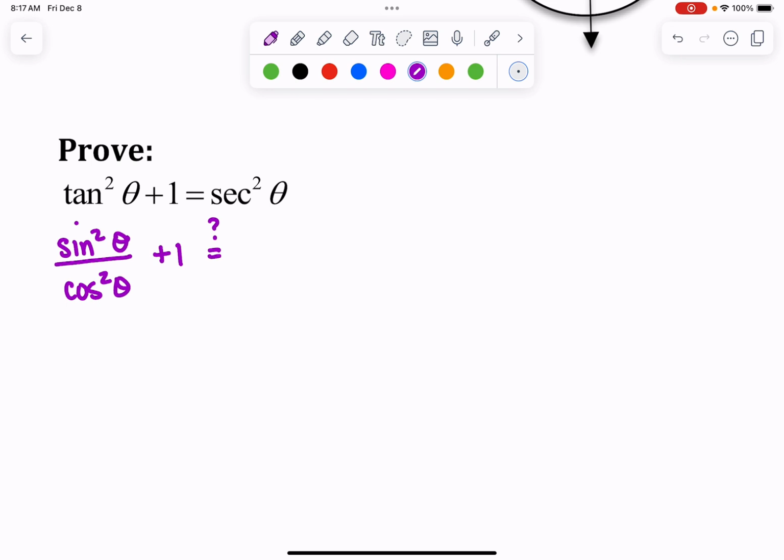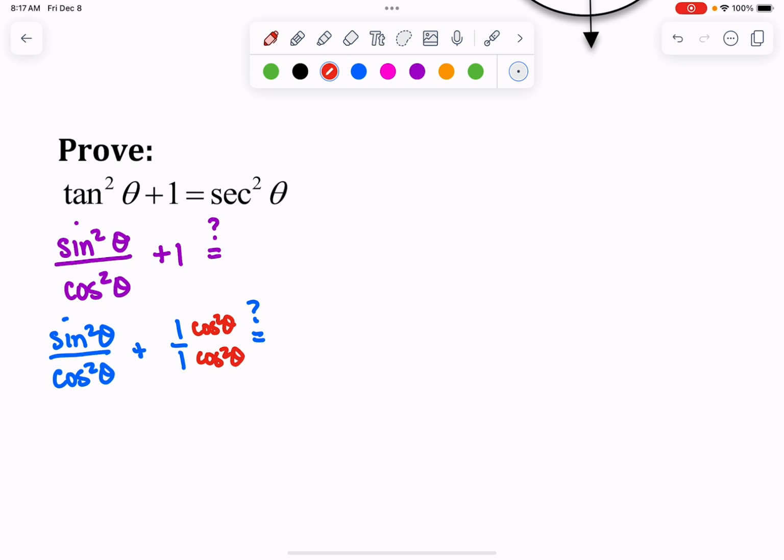Well, if I take a look at sine squared over cosine squared plus 1, I'm going to make this all one fraction. So I've got sine squared over cosine squared plus 1 over 1, and we want to know, is that equal to secant squared? I've got a common denominator of cosine squared, so I'm going to multiply the 1 by cosine squared over cosine squared.